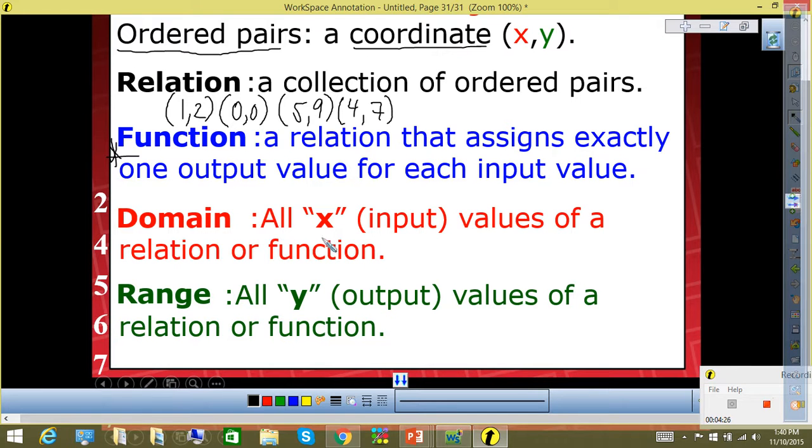Where I do want to go is here. Look at all these coordinates of this relation. I need to write my domain. What is the definition for the domain? All x input values of a relation or function. So with that said, look up, please. What is my domain of this relation? Help me with this one. Carson? 1, 0, 5, and 4.